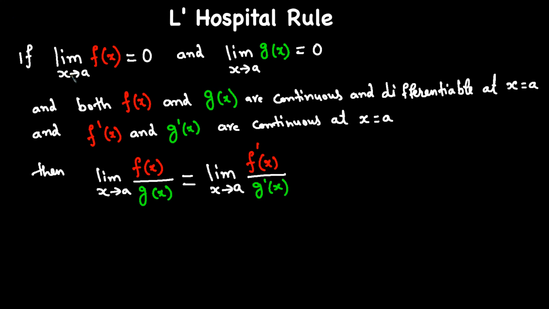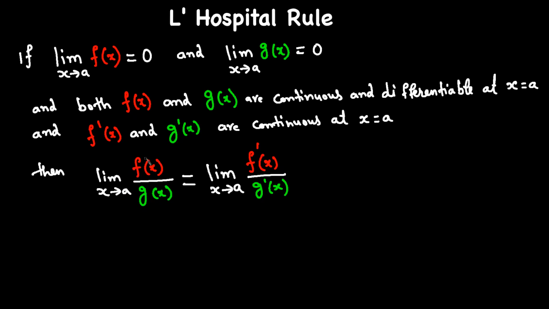So first of all, let's say we have two functions f(x) and g(x). The limit as x approaches a gives us 0 for both of them, and both functions are continuous and differentiable at that limit value as x approaches a. According to this rule, the limit of f(x) over g(x) is equal to the limit of the derivative of f(x) over the derivative of g(x). And again, this rule works whenever you get an indeterminate form.